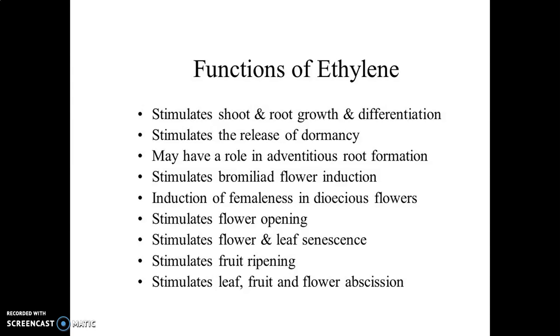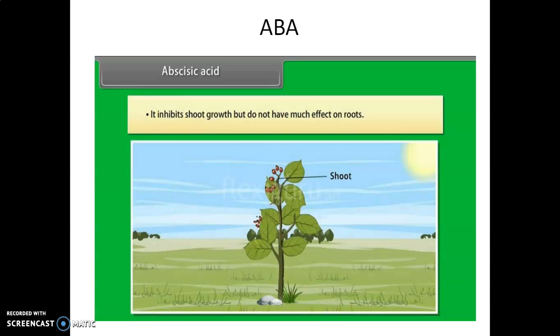They may have a role in adventitious root formation, stimulate bromeliad flower induction, then induction of femaleness in dioecious flowers, stimulate flower opening, stimulate flower and leaf senescence, and main function, stimulate fruit ripening. Then stimulate leaf, fruit and flower abscission. Okay. Then last one is ABA or abscisic acid.